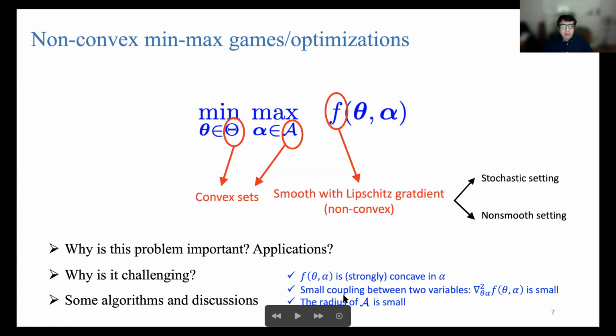So in some particular cases, it's actually doable to find a certain stationary concept. For example, when your F is strongly concave in alpha, when there is a small or weak decoupling between the two variables, or when the radius of the set A is small, in these cases you can solve it efficiently, up to stationary points.